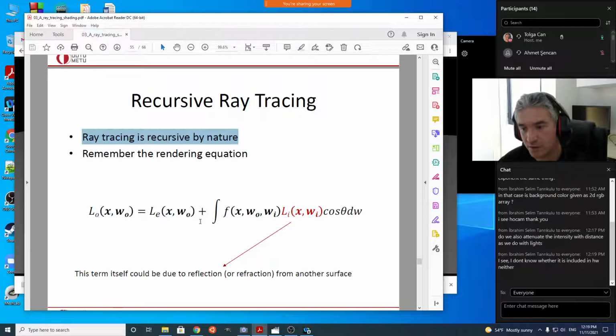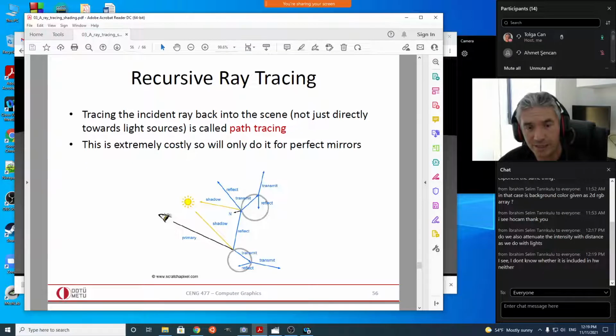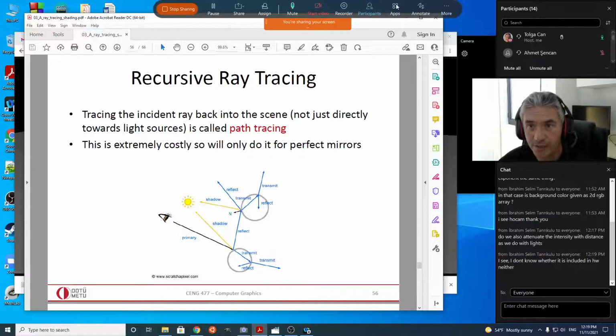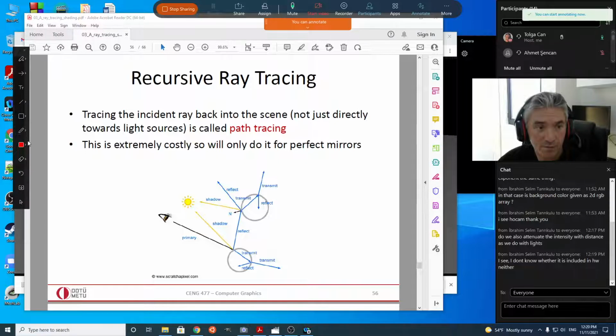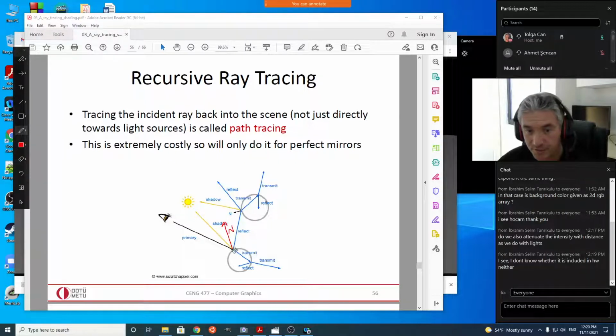Okay, so this is where we do the recursive ray tracing. This picture shows it nicely. This is our primary ray, and this is the reflection ray. So what is this reflection ray? It is computed with the reflection, so this is the normal of the surface. This is the surface normal at that point.